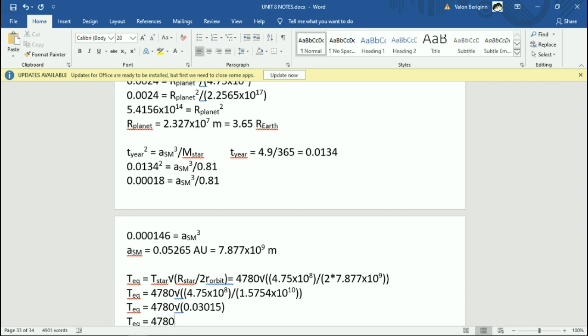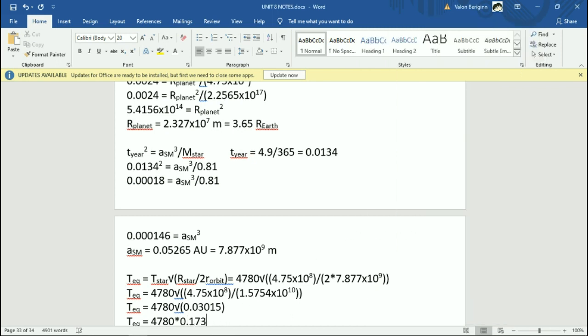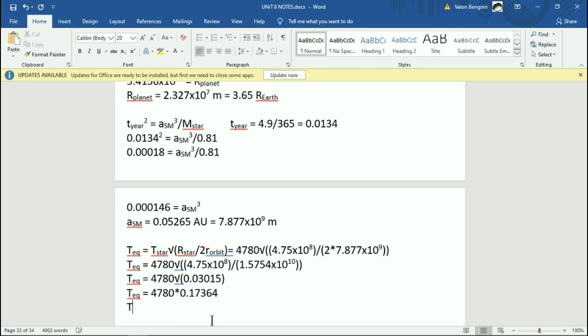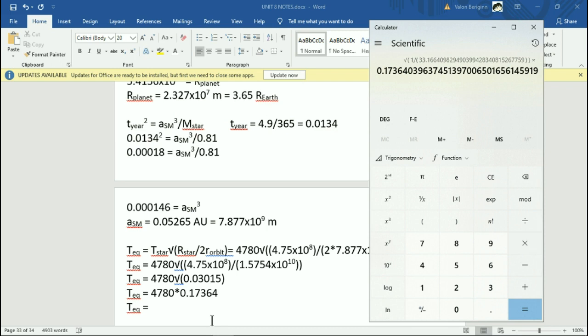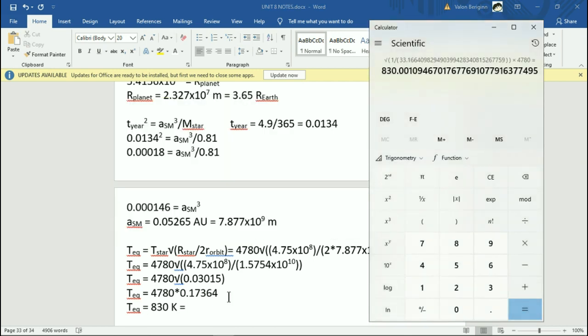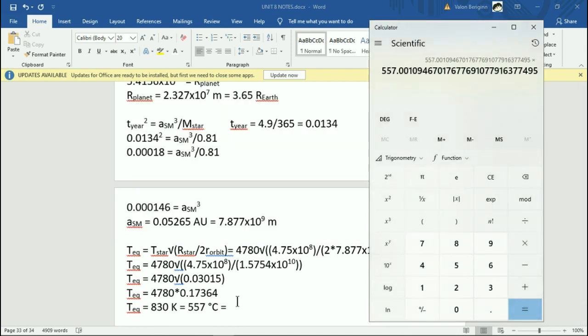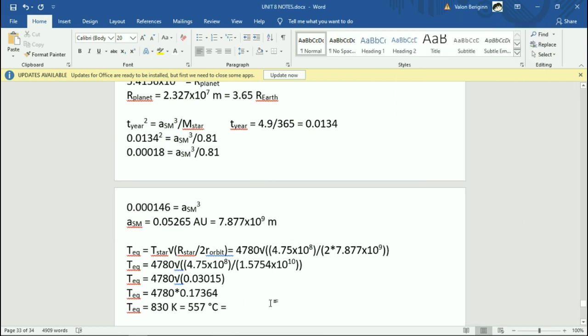And I got square root it. Okay, 0.17364. And we get an equilibrium temperature of 830 Kelvin. Almost exactly. Kind of nice. Which, if you want this in other units, that's 557 degrees Celsius, which is 1034.6 Fahrenheit.